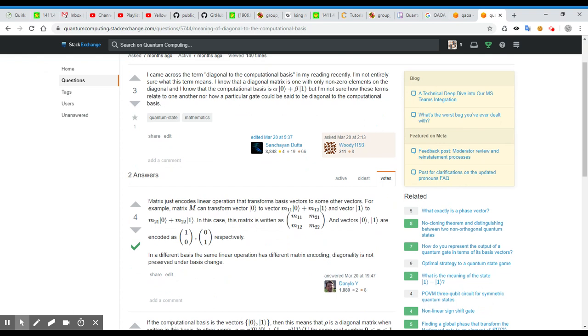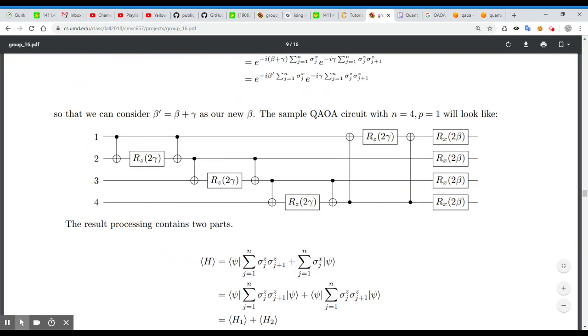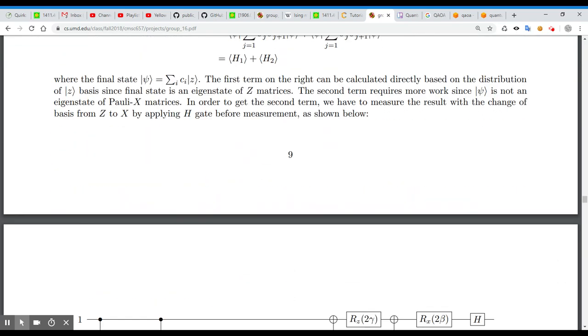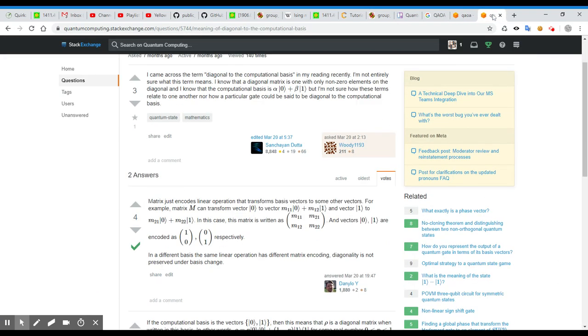Diagonal in the computational basis. Okay, meaning that it is expressed in that computational basis. That's what it means, I think. Does this have to do with the fact that that's exactly the reason for having to apply the Hadamard gates in here? I think so.